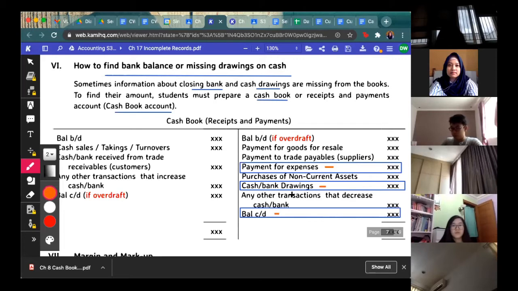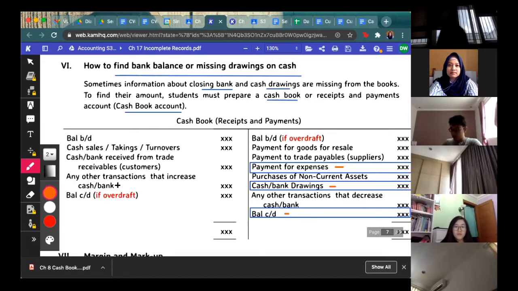I don't know if it is on the debit side or credit side. Or maybe you are given all information related to cash and bank, and then it says that you have drawings, but you don't know how much it is. It's missing. So what should you do? You prepare this cash book and then you find the missing drawings here. Definitely debit and credit will be different. Now the difference amount will become the drawings. Or maybe I ask you to find a closing balance. Or maybe I ask you to find how much payment for goods for resale. It's also possible.